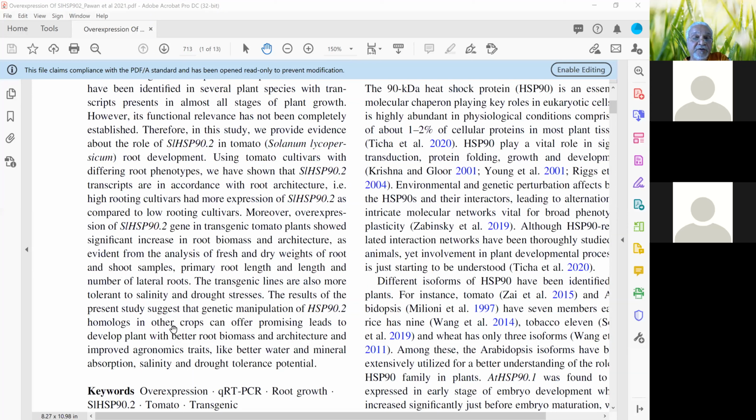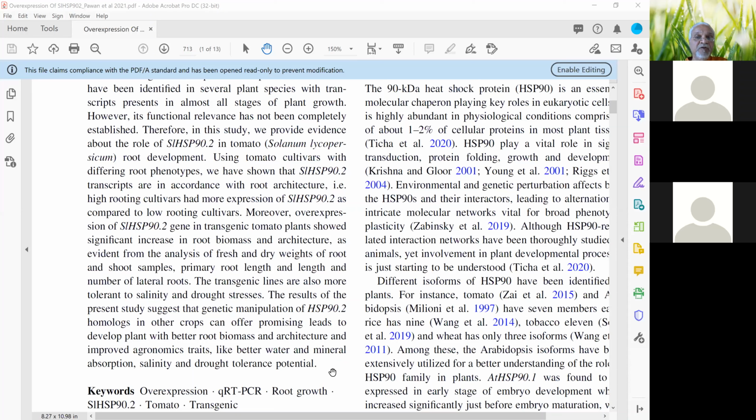So the results of the present study suggest that genetic manipulation of HSP90.2 homologs in other crops can offer promising leads to develop plants with better root biomass and architecture and improved agronomic traits like better water and mineral absorption, salinity, and drought tolerance potential.